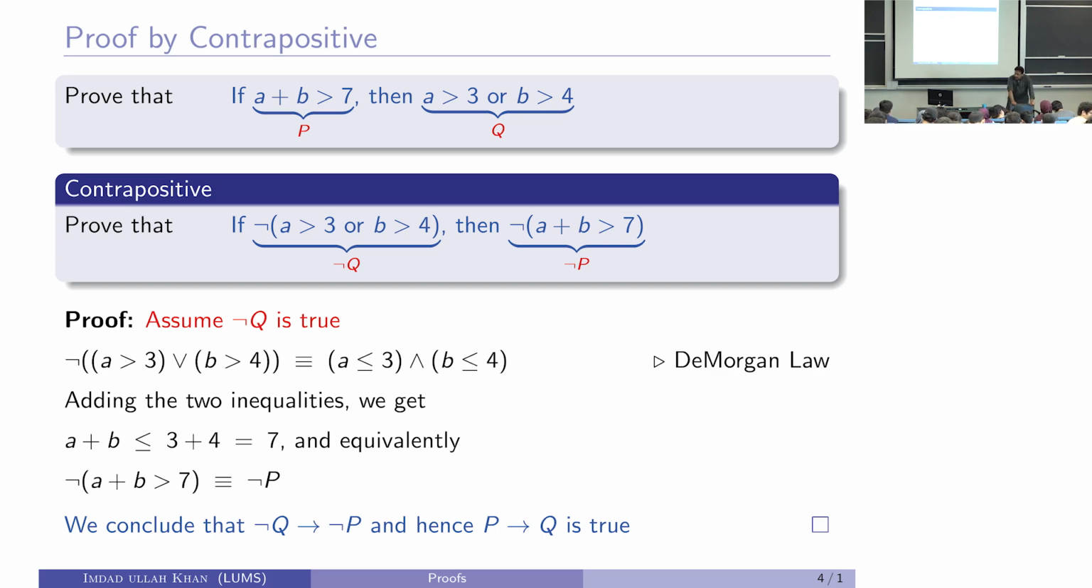So, let us add both sides of these inequalities. What do we get? If I add both sides of this inequality, what do I get? A plus b is less than or equal to 3 plus 4, right. Same direction inequalities, you can add both sides. A plus b is less than or equal to 3 plus 4 is actually the negation of a plus b greater than 7, which is equal to not p. So, I proved that if not q is true, then not p is also true, which is exactly the same as proving that if p is true, then q is true. Okay?